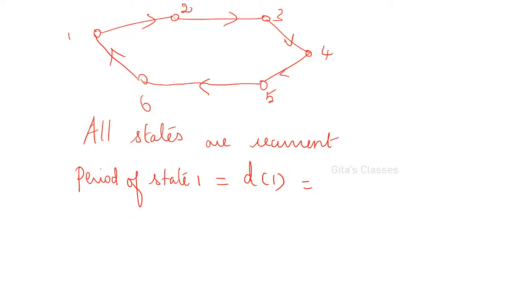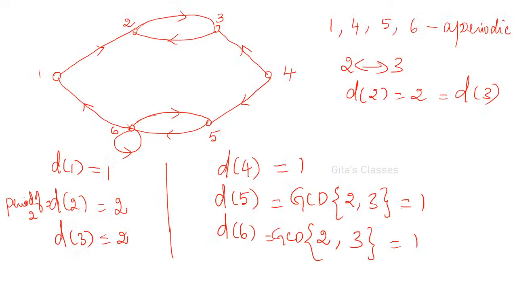What about the period of 1? What is the period of 1? Here I have explained. If you are not able to come back from 1, the period is 1. If you can come back in only one way, then the number of steps in which you come back is what you write. For the period of 5, you can come back in either 2 steps or 3 steps. If there is more than one way, definitely you have to take the GCD. Very simple, don't get confused.